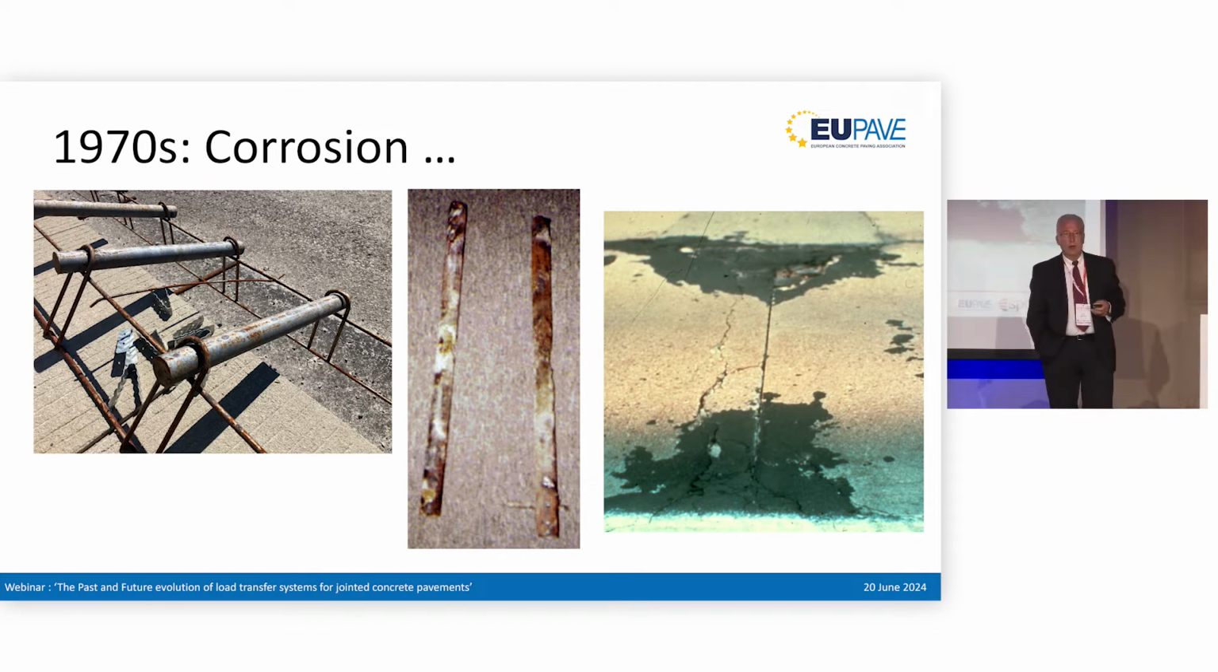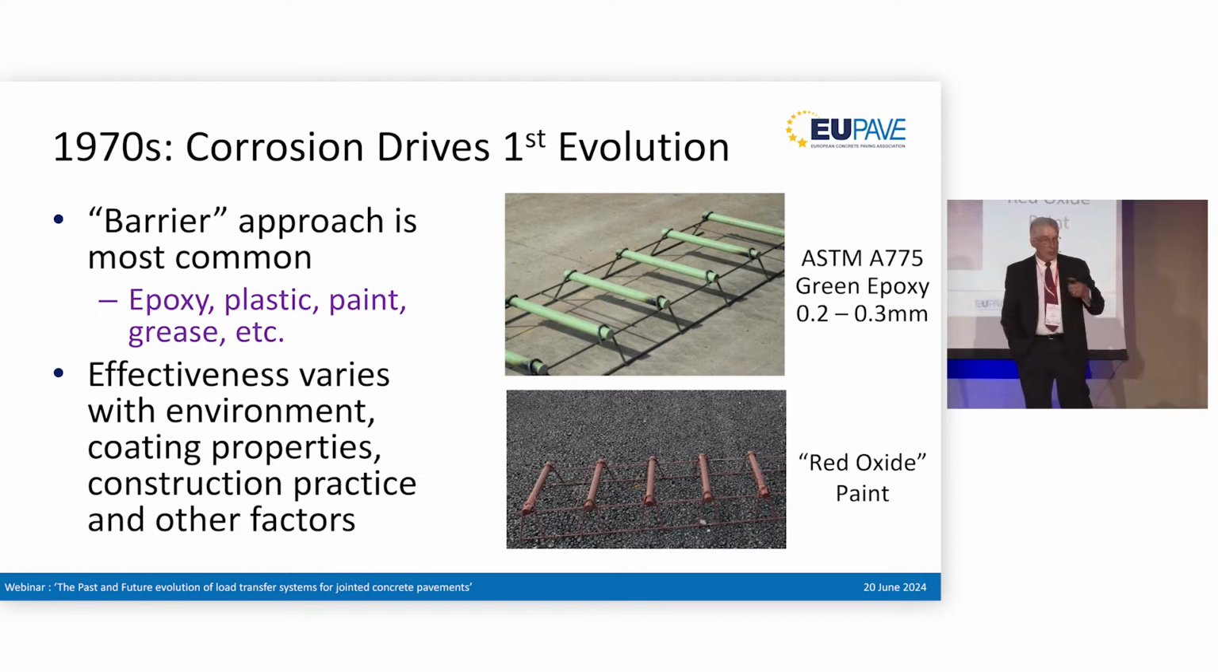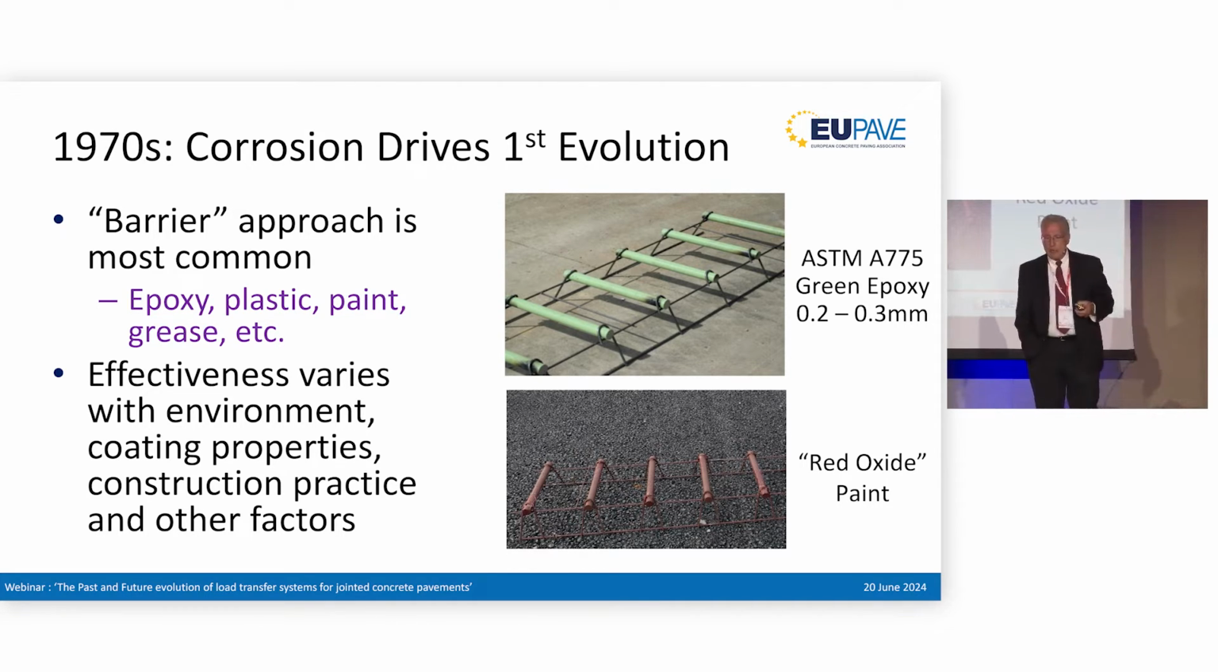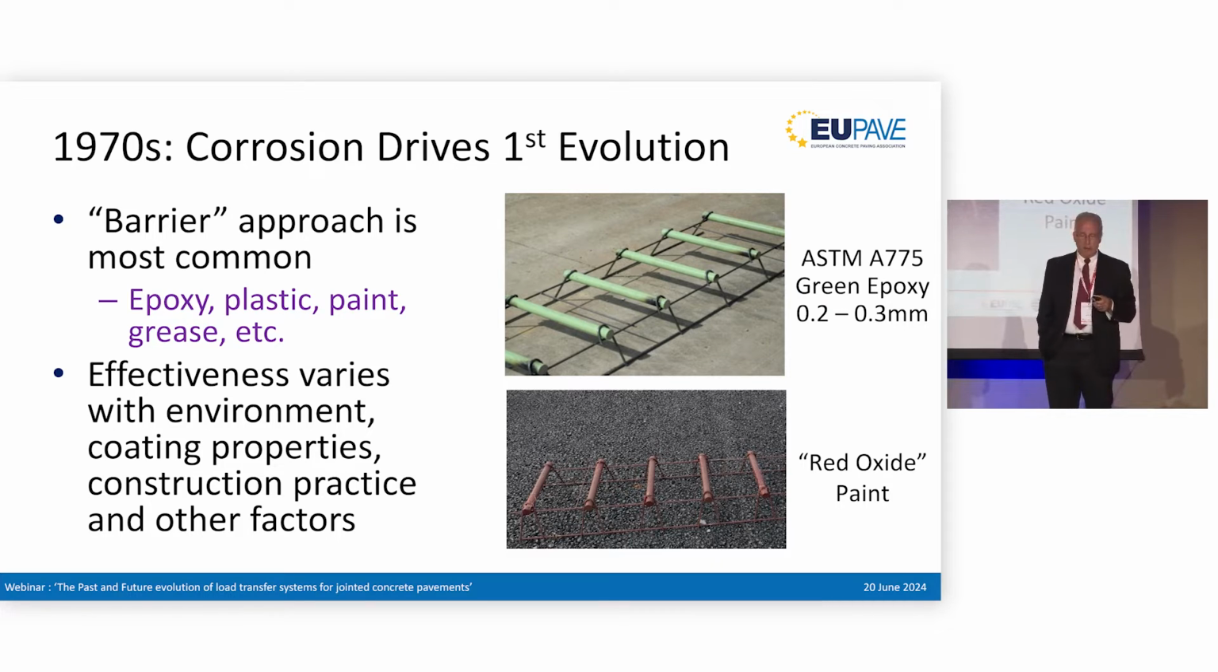So clearly a need for corrosion protection was indicated, and that drove the first evolution that took place. Really, in the 1970s is when we started to use barrier-type systems of corrosion protection, with the most common being the green epoxy that you see here. I think that's also fairly common in many European countries. I think we used it a little thinner. Our layer thickness of the epoxy was only 0.2 to 0.3 millimeters of thickness. My understanding is that Germany and others use perhaps 2 to 3 times that thickness.